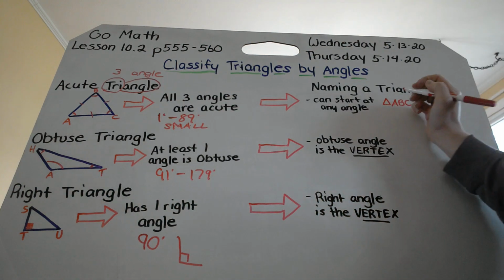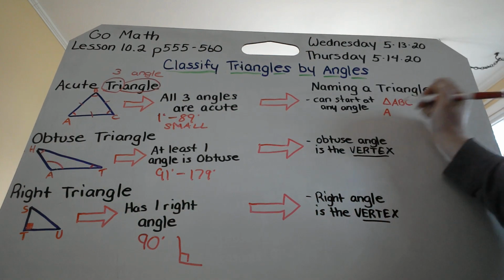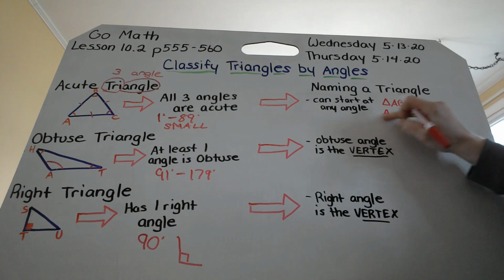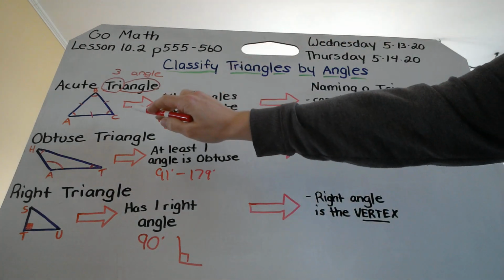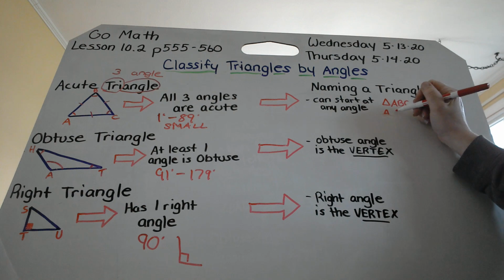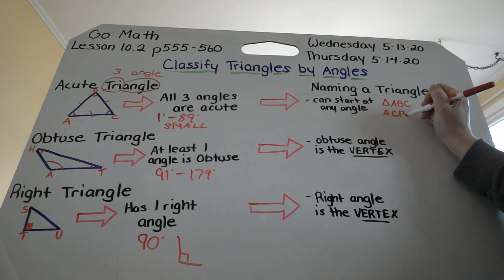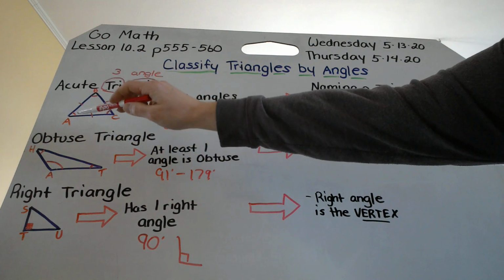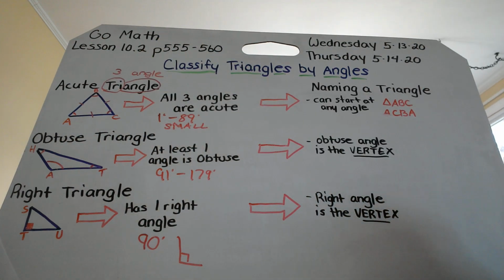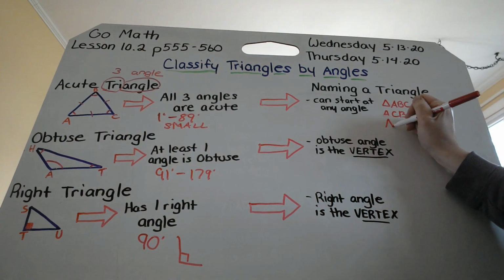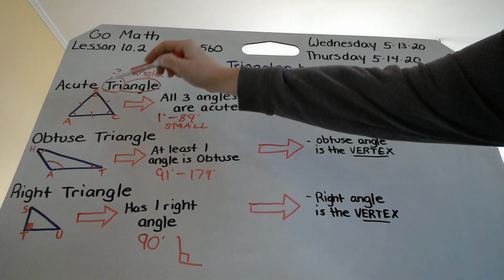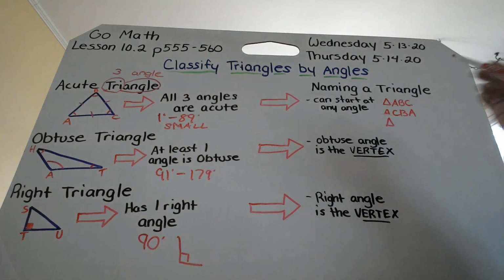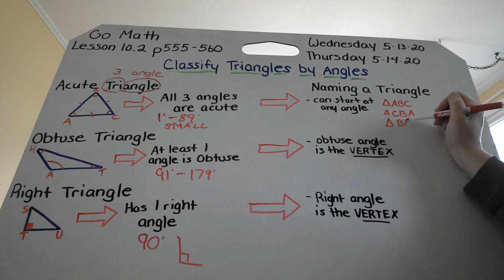Okay? Well, maybe I wanted to start at angle C. Okay? So I'm going to say that this is triangle CBA. It can go CBA. All right, well, maybe I wanted to start at angle B. So I'm going to say this triangle is BAC, triangle BAC.